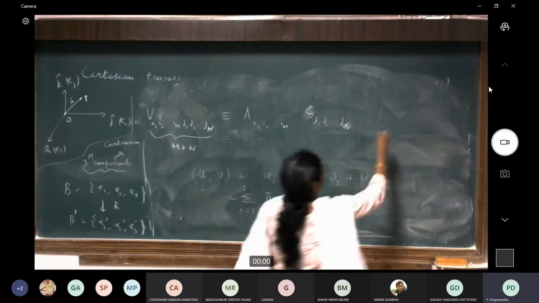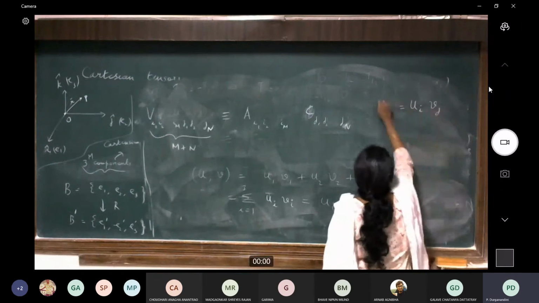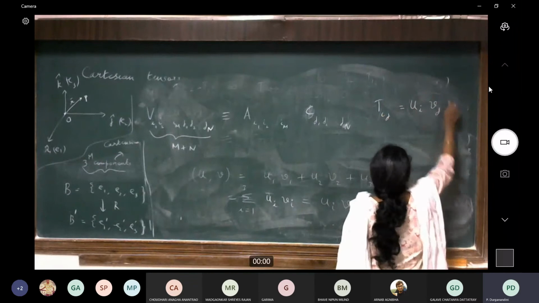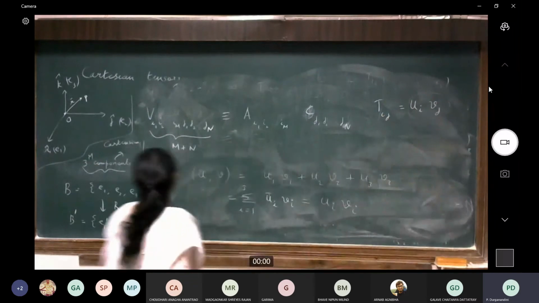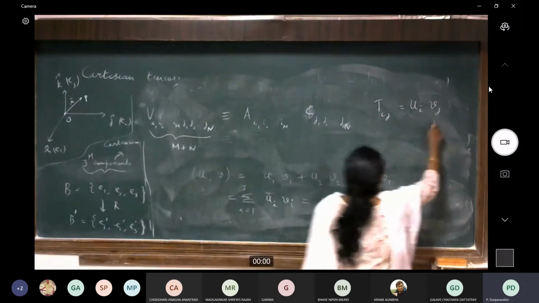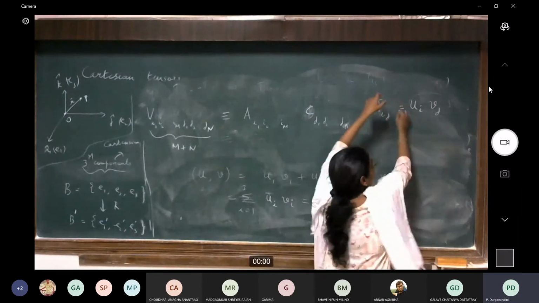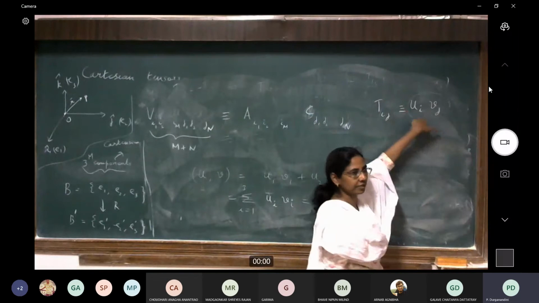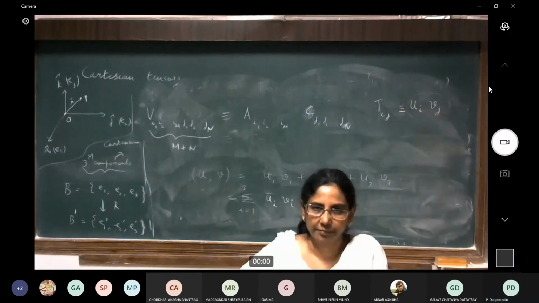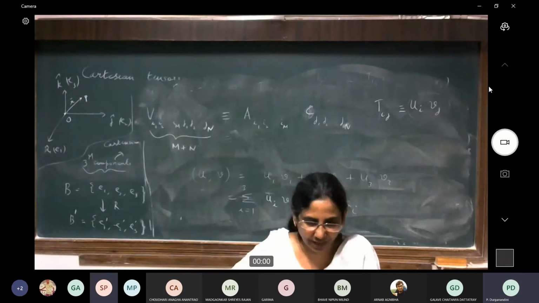So if you look at this again, from UiVj, if I construct this object, what will this be? If I just do UiVj, I have two tensors of rank 1. If I construct this object, it is like doing this operation, right? Because now you have 9 elements. How will this transform? UiVj will be like a tensor of rank 2.